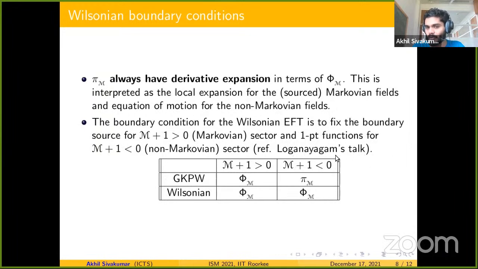This is explained more by Loga in his talk. So this is a table summarizing these boundary conditions. The first column is the Markovian sector, the second column is the non-Markovian sector. The usual GKPW boundary conditions, which tell you how to calculate correlation generating functionals, say that in the Markovian sector you have to fix φ_m, and in the non-Markovian sector you have to fix π_m. But the Wilsonian boundary conditions motivated here say you go to this field basis of effective dual scalars, and then you fix φ_m, putting Dirichlet boundary conditions for all scalars.